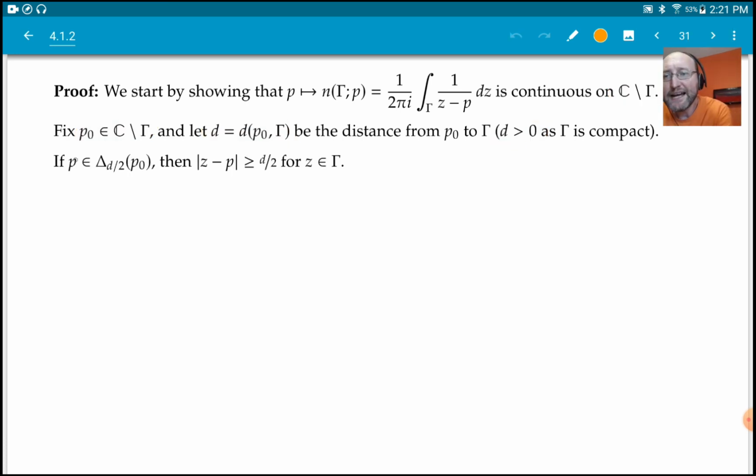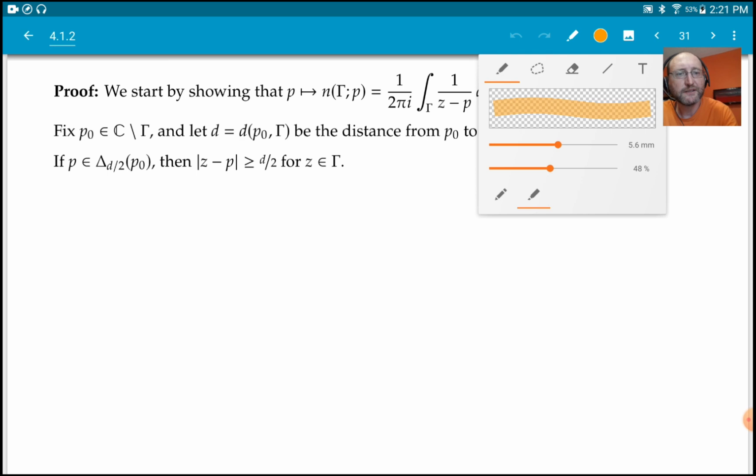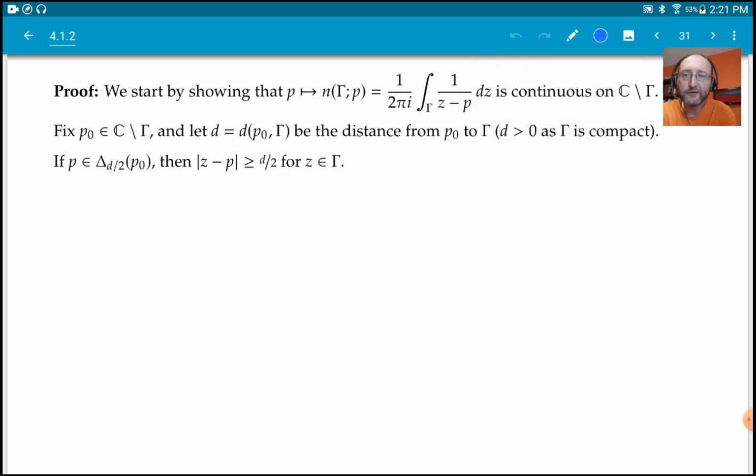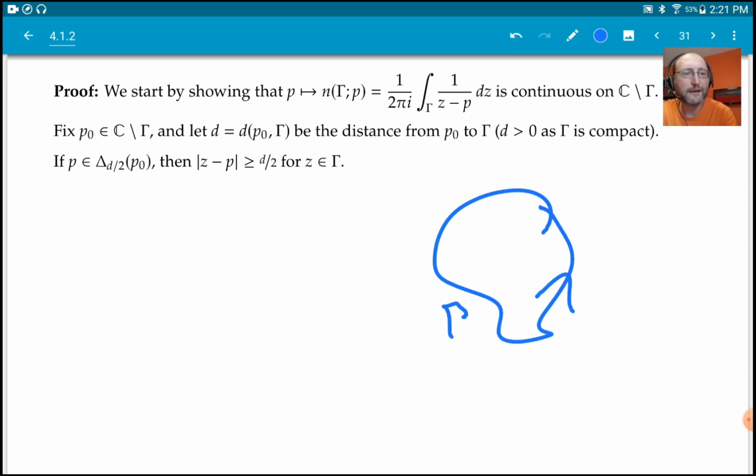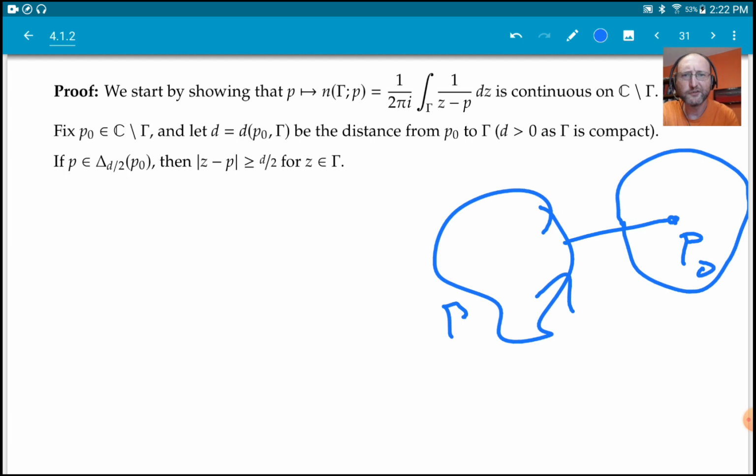Now, maybe let me draw this over here. Gamma is something over here, right? That's gamma, and then we have P naught over here. So the distance from gamma to P naught is D. If we look at the disk of radius D over 2, did I say D over 2 just a moment ago? Yes, this distance is D, sorry.